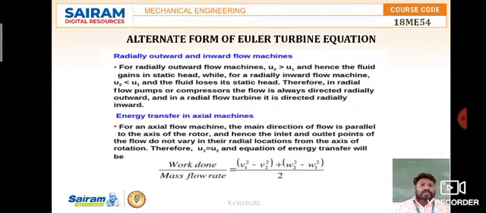Now, energy transfer in axial machines. For an axial flow machine, the main direction of flow is parallel to the axis of the rotor, and hence the inlet and outlet points of the flow do not vary in their radial locations from the axis of rotation. Therefore, U1 is equal to U2, and the energy transfer equation will be work done per mass flow rate is equal to (V1 square minus V2 square plus VW2 square minus VW1 square) divided by 2, since U1 is equal to U2.